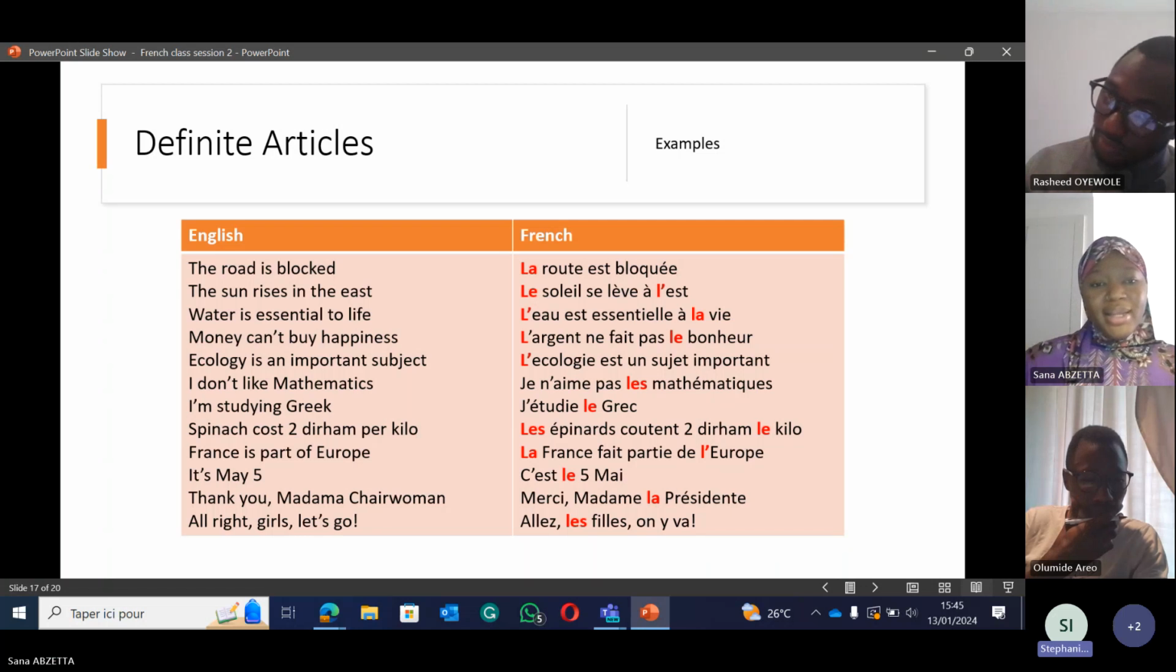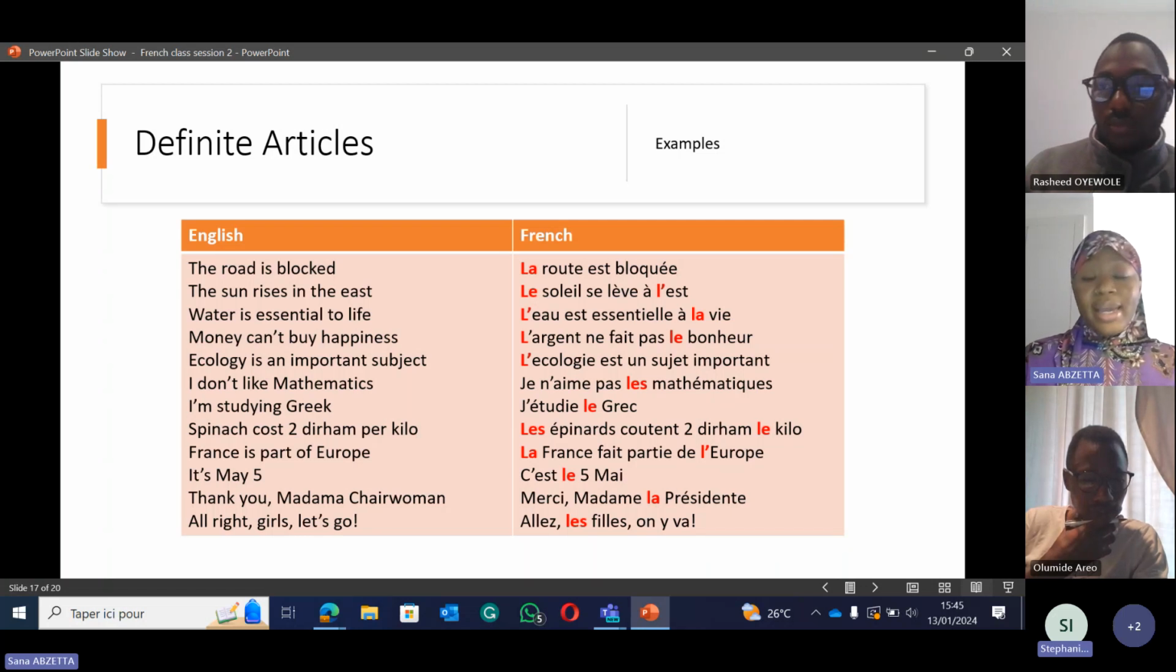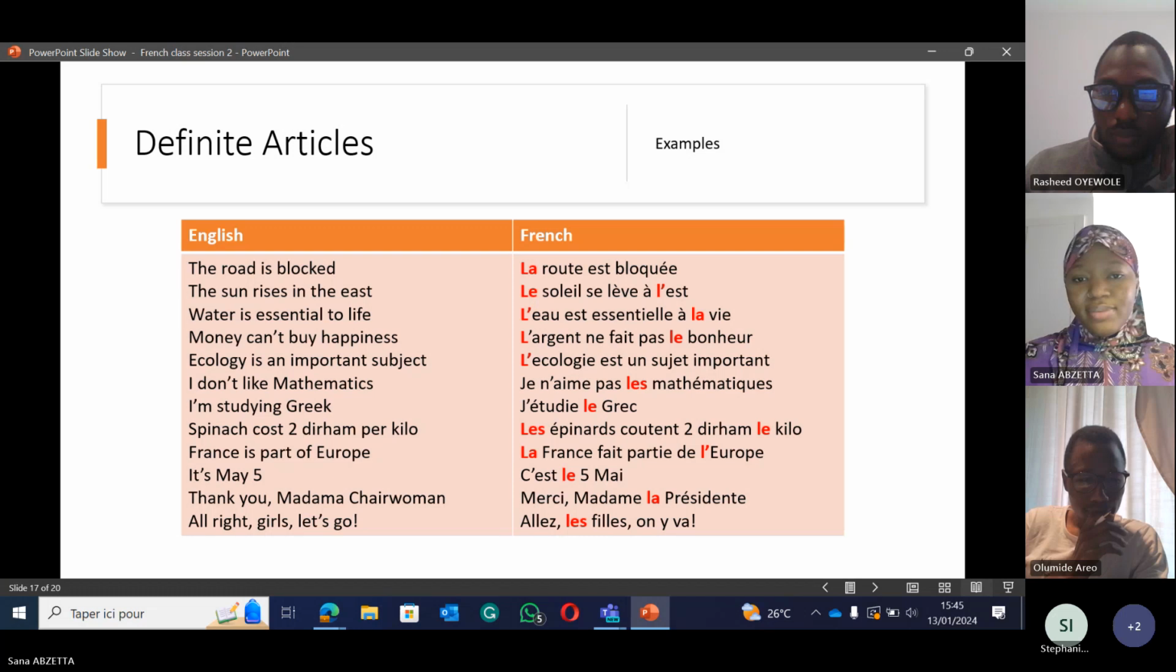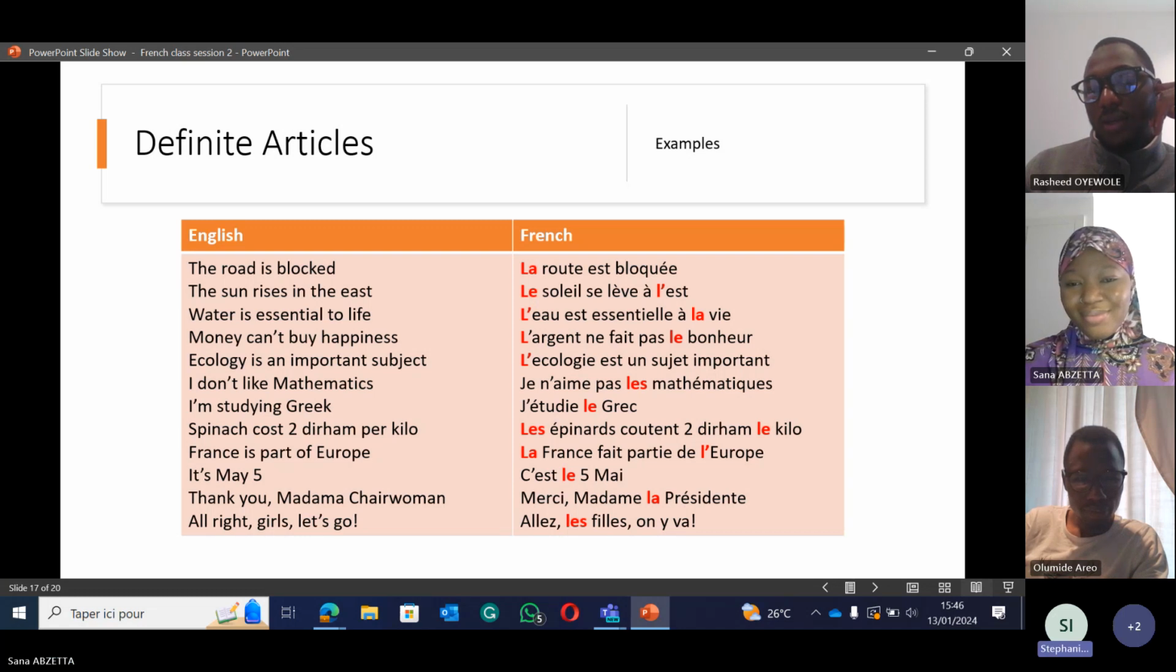Good. The sun rises in the east. Le soleil s'élève à l'est.